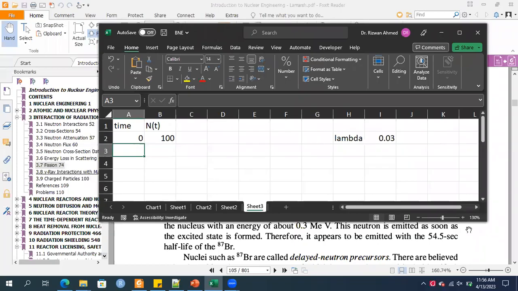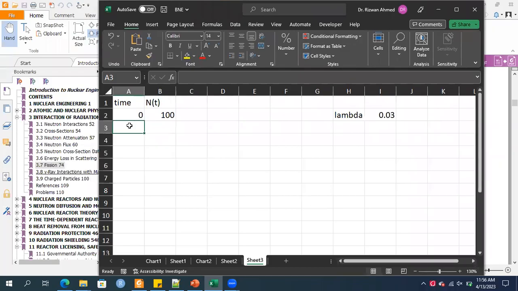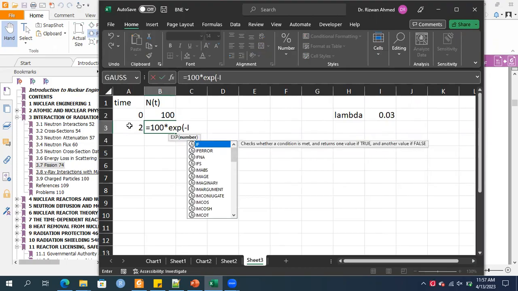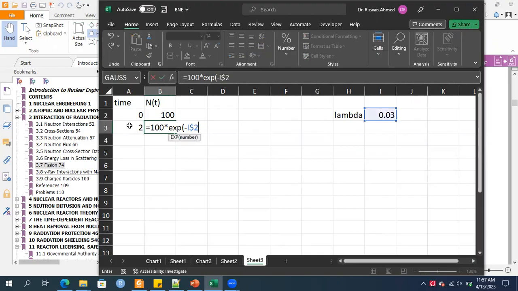and we can compute it. We can compute the number of nuclides that will be present after some time. So I take a step of 2 and I can compute it is equal to N naught, which is 100. For simplicity I write 100 times e raised to the power minus lambda. So let's pick the value of lambda as 0.03. The value has been selected, times the value of t.